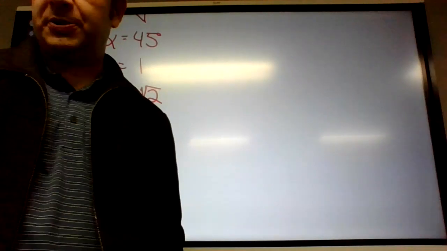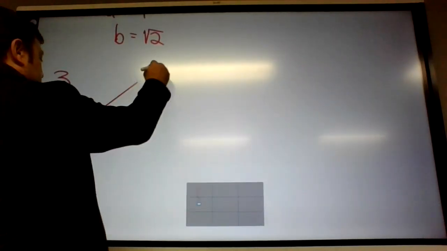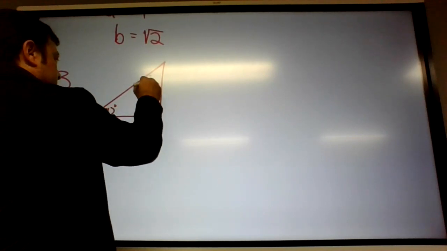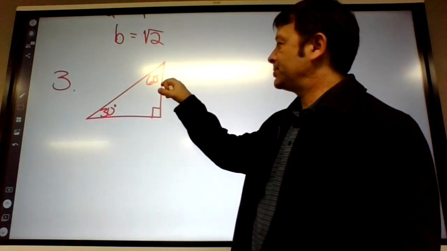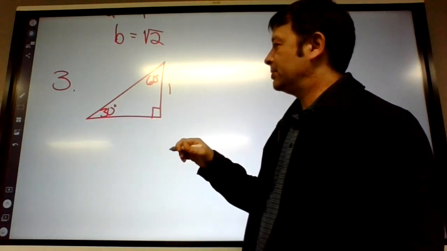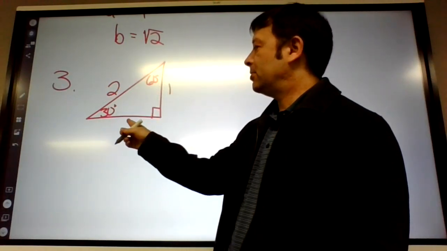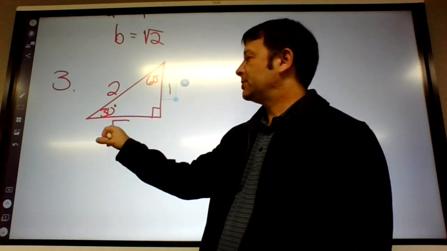Okay, number 3. So we're supposed to find sine, cosine, tangent of 30 degrees. So what I'm going to do is draw the 30, 60, 90. So we're using this 30-degree angle. So across from the 30, that's the short leg. That would be the 1. The hypotenuse on this one is twice as big. That's a 2. The long leg is square root of 3 times the short leg. So it's square root of 3.